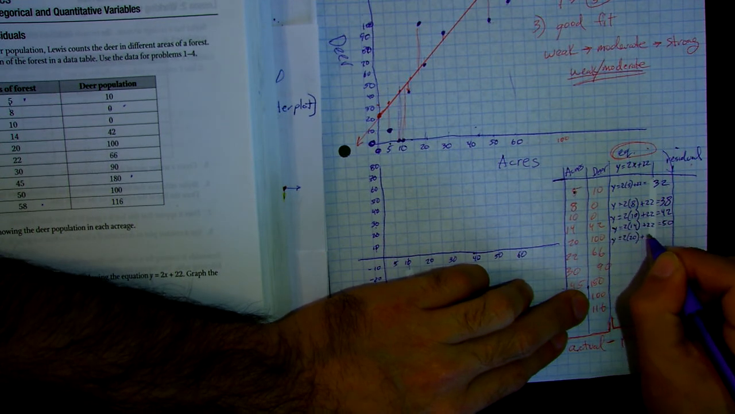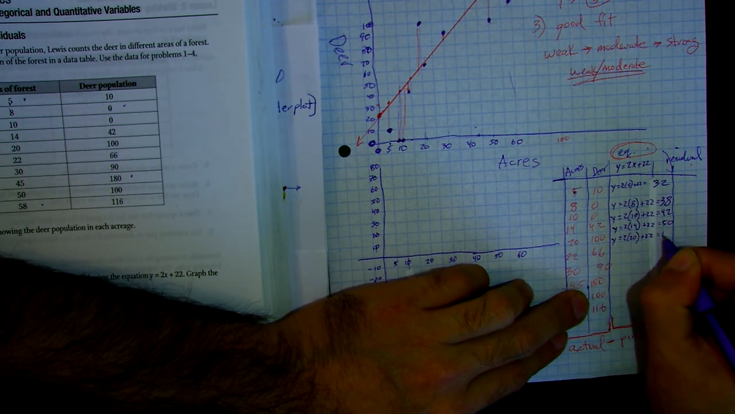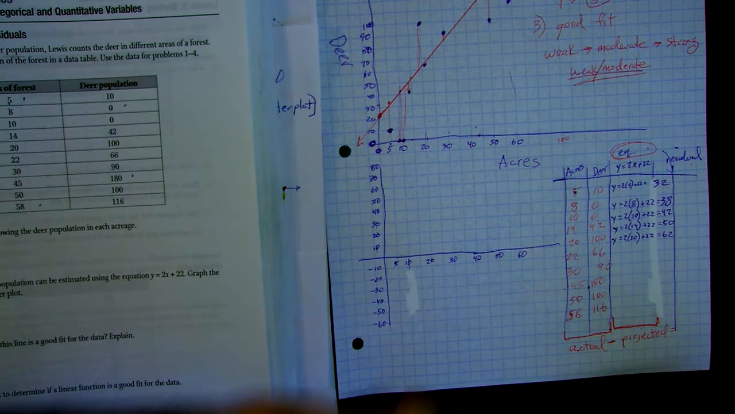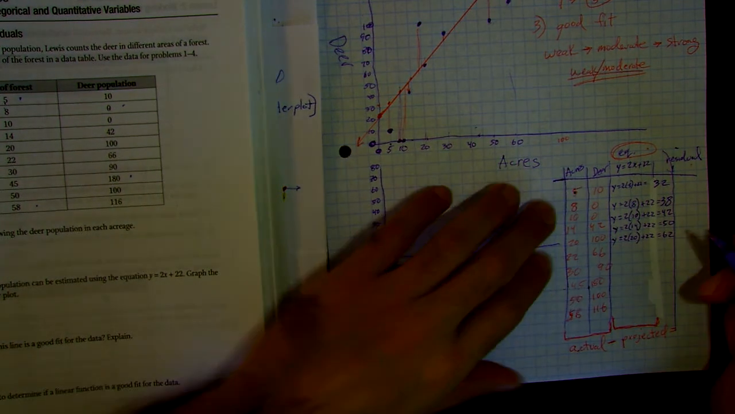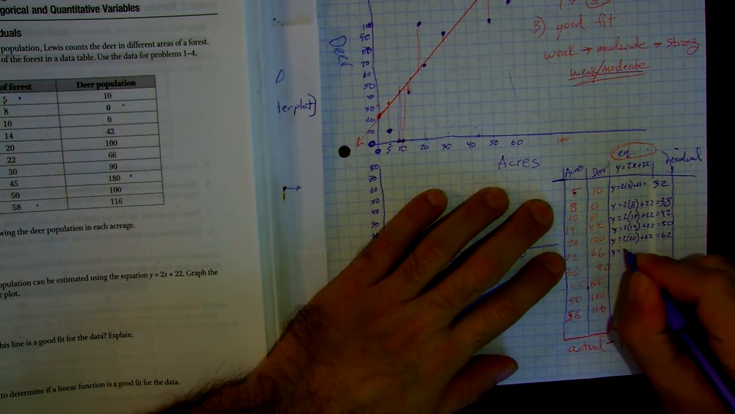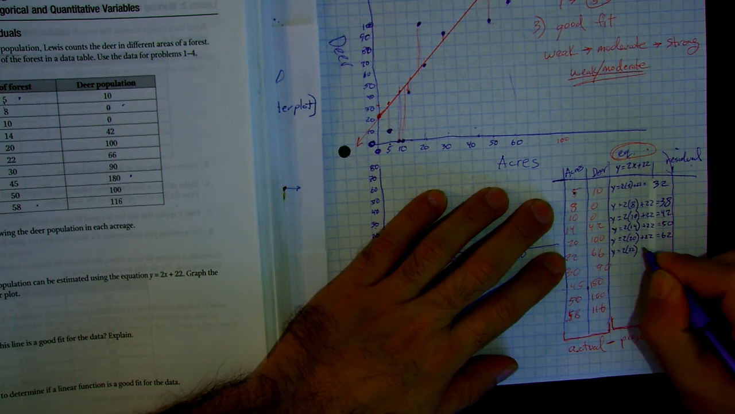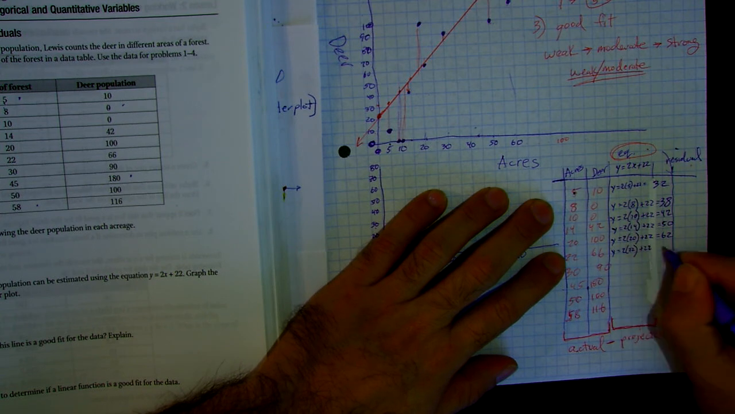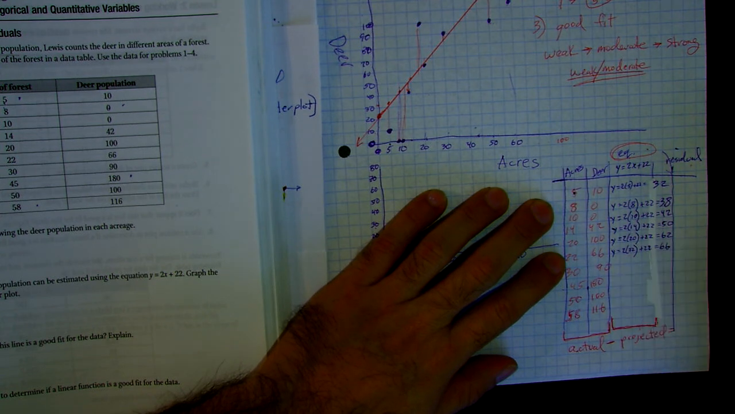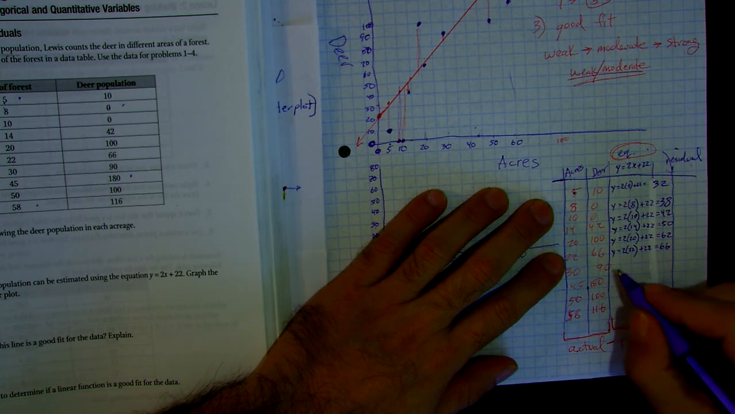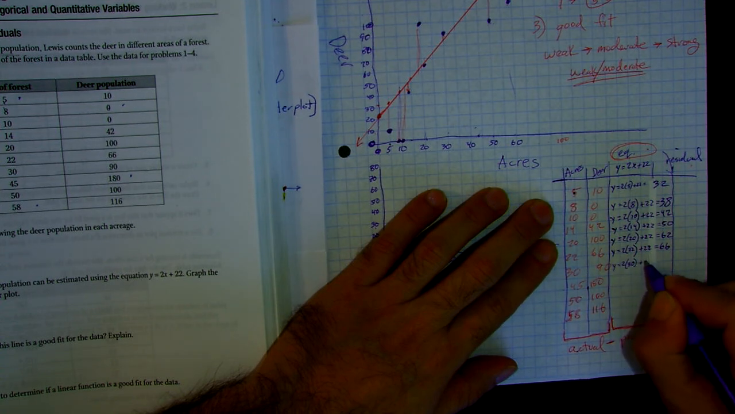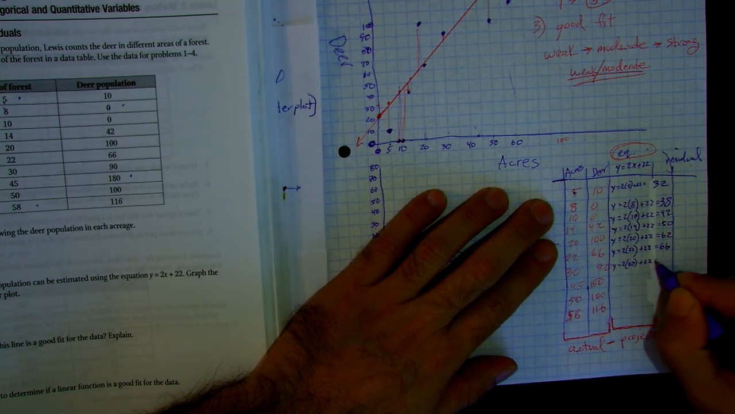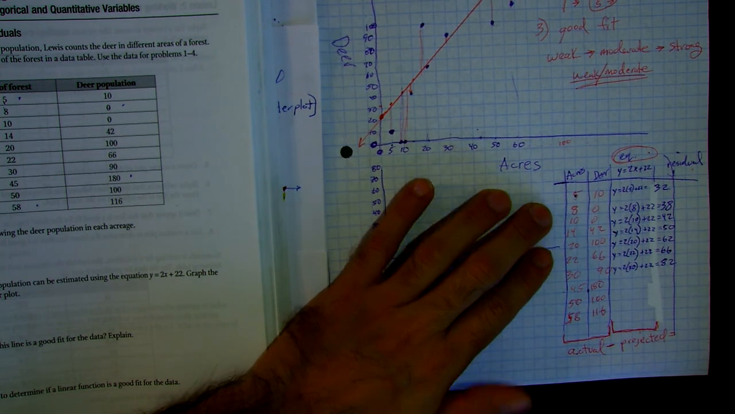20 acres should have 62 deer. There were too many deer in that one. There were 100, but the line of best fit said that there would only be 62. All right, 2 times 22, on 22 acres of land, there should be 66 deer. Ooh, there were 66 deer. That's amazing. All right, on 30 acres of land, there should be 82. That's pretty close. There were 90.